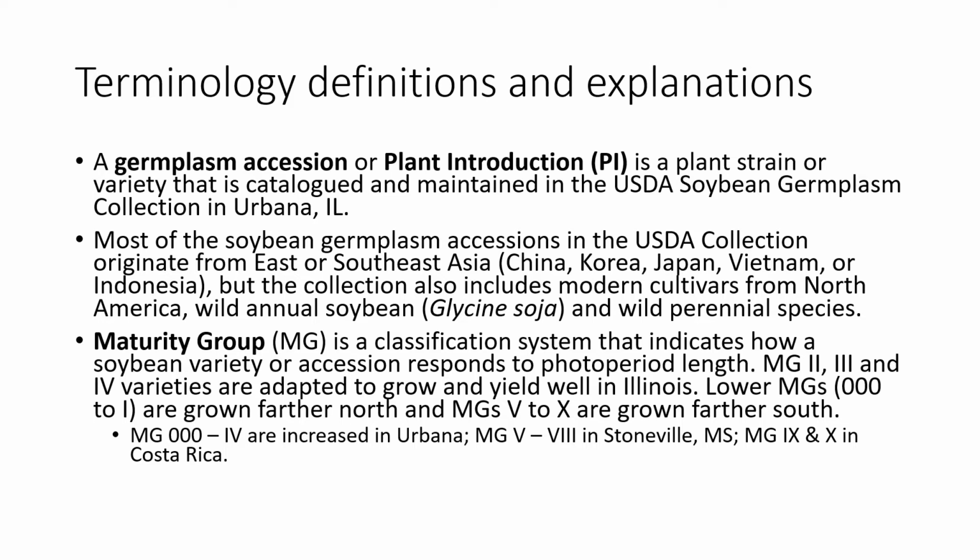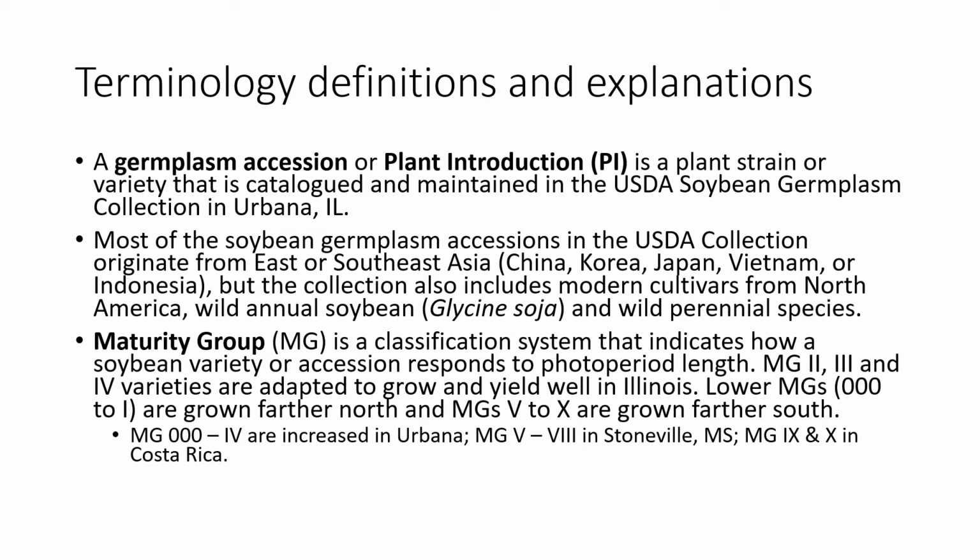When we talk about maturity group, we're talking about a classification system that indicates when soybean will flower based on changes in the photoperiod during the summer growing season. In Illinois, maturity groups 2, 3, and 4 are grown. The lower maturity groups from 000 to 1 would be grown farther north, and maturity groups 5 to 10 would be grown farther south. These are all increased, or the seed are increased, to provide people requesting those from the collection. Maturity groups 000 to 4 are increased here in Urbana.